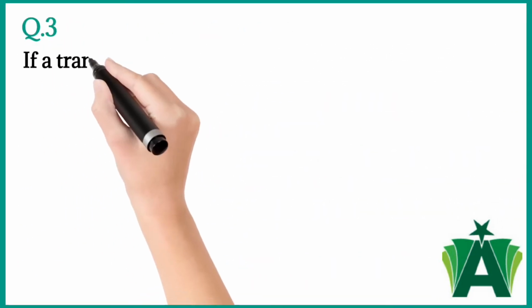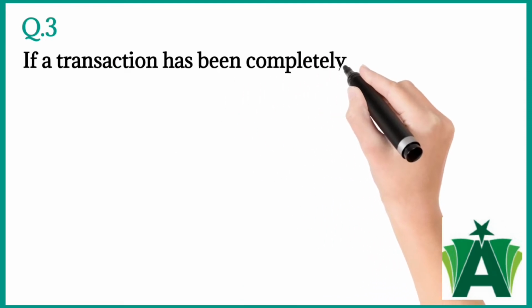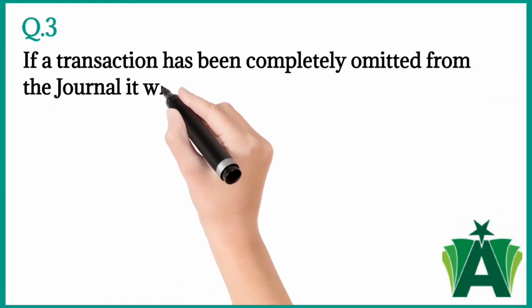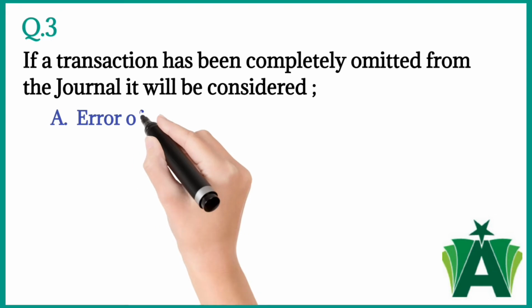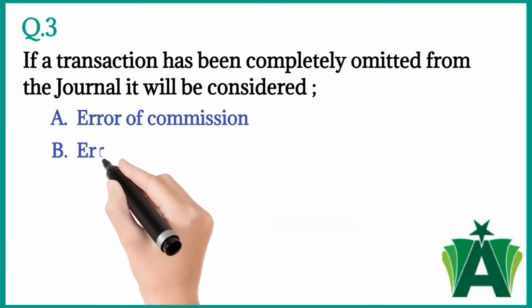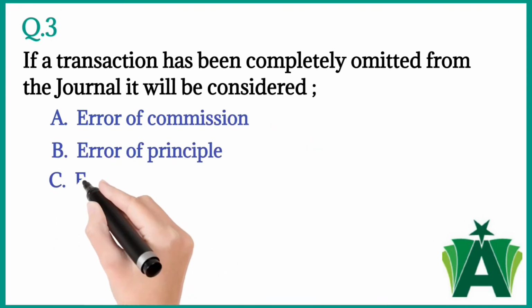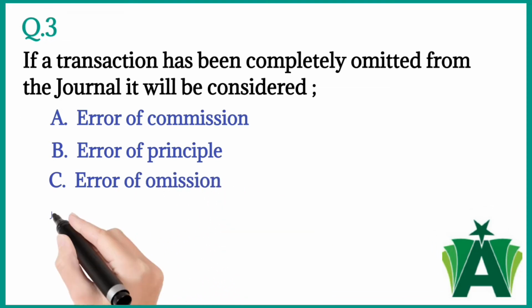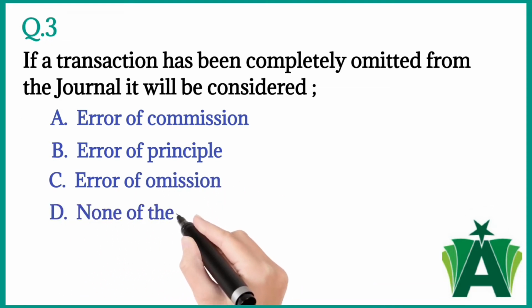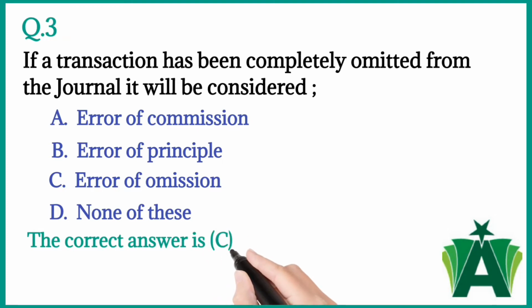Question number 3. If a transaction has been completely omitted from the journal, it will be considered: A. Error of commission. B. Error of principal. C. Error of omission. D. None of these. The correct answer is C. Error of omission.